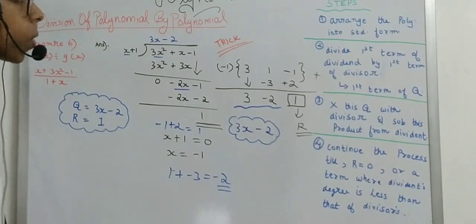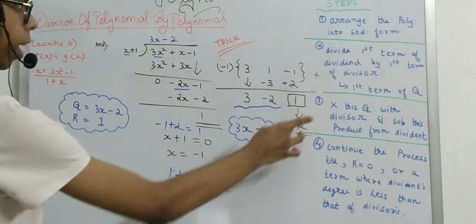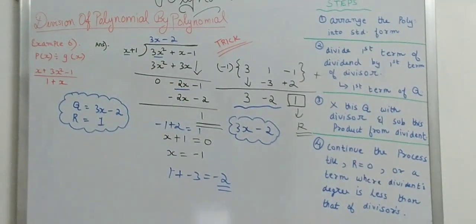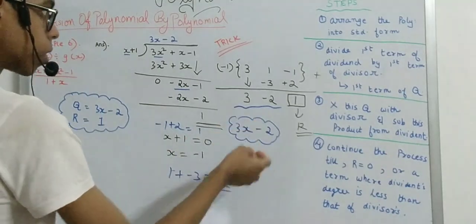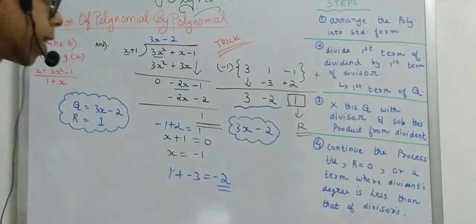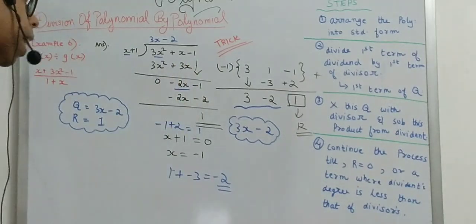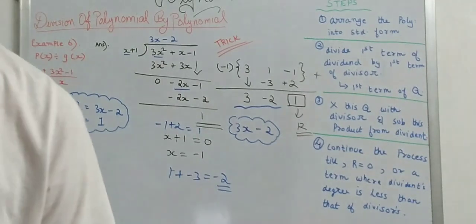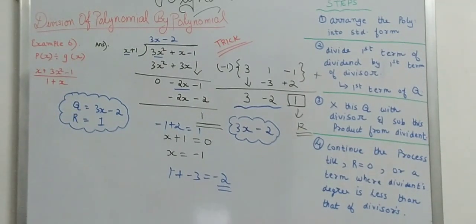Actually, this is a much simpler method to find the remainder and the quotient without doing the long division. But if you want to verify whether your answer is correct, you can do this method and see whether you have done the long division correctly. So I hope the method is clear. Now let us do our example number 7 and 8 to understand it much better.